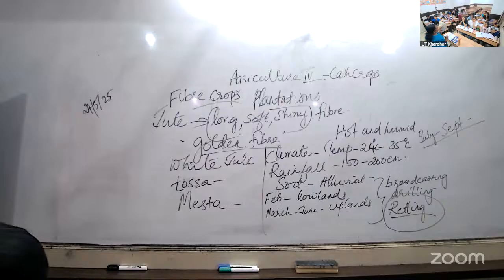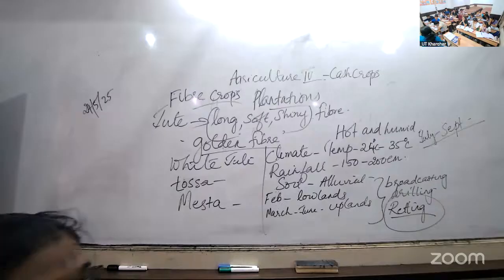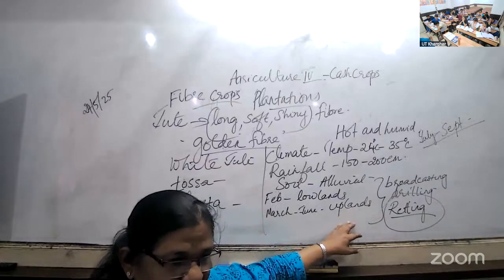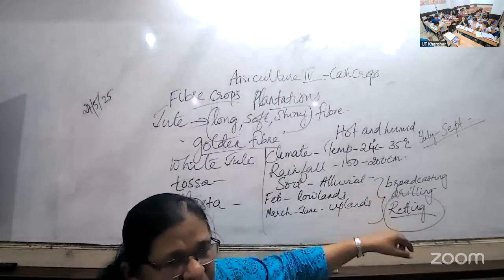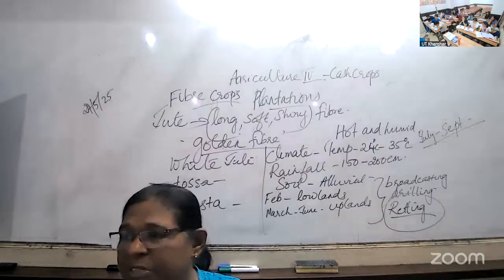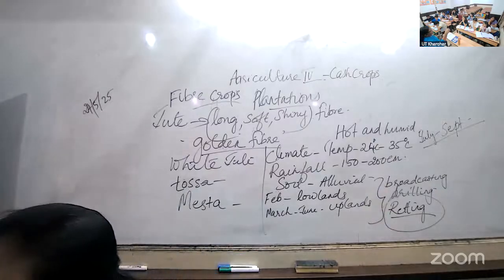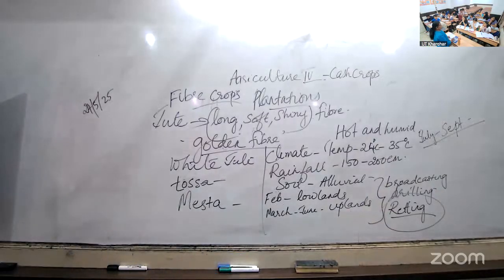When a thing gets spoiled by putting it in water, it is rotten. So this jute fiber can be separated by soaking in water. That method is called the retting method. After that, the plant can be easily separated.